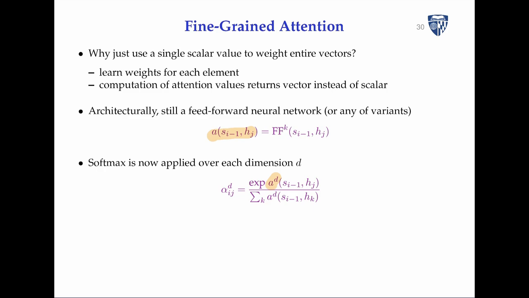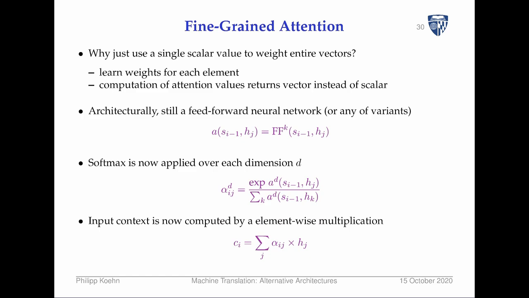For each of the input values, if you consider all the possible input words, for each of the dimensions, these values have to add up to one. But they can be different from each other. So then the input context is weighted element-wise with element-wise multiplication.